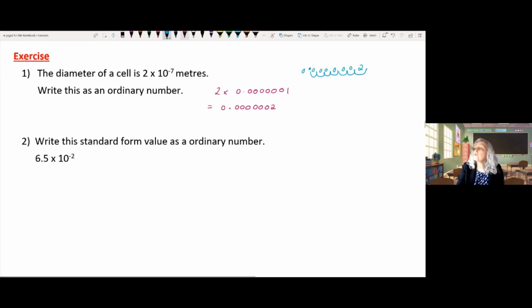For the next one, writing this as an ordinary number, well, I've got 6.5 and 10 to the minus 2 is 0.01. And when you multiply those together, you get 0.065. Thinking about that with the decimal points, I would be saying I'm starting with 6.5 and I need to move 2 places. So it's 1, 2, my decimal point goes here, and then fill in the zeros to make this correct. So it's 0.065.